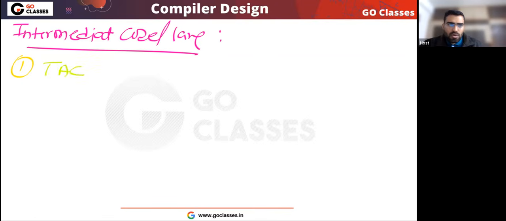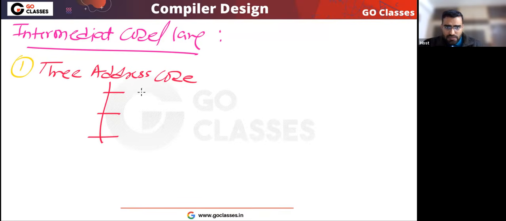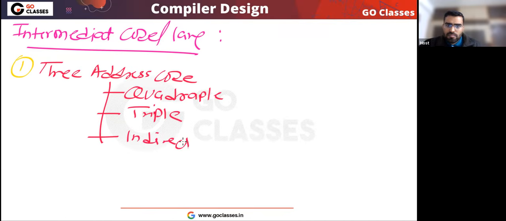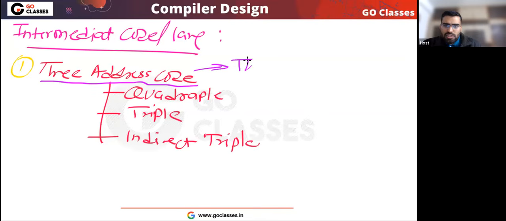One is 3 address code. This 3 address code can be implemented in 3 different ways: quadruple, triple, and indirect triple. These are the different implementations of 3 address code. Actually, let me tell you one thing: this 3 address code is actually a concept, a theoretical concept.